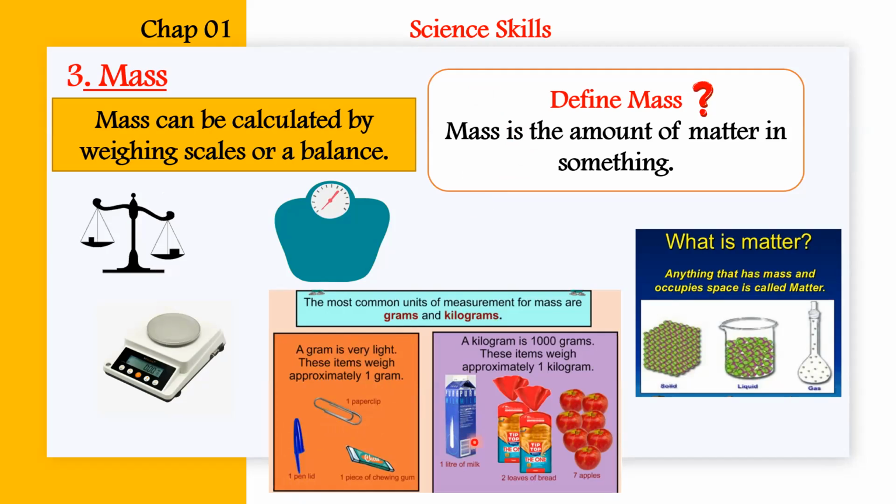On the other side, you can clearly see here, in 1 kilogram there are 1,000 grams. So these items weigh approximately 1 kilogram. If you go to a grocery shop, you can see that they use the kilogram unit because these items are quite bigger than those items. So if you find the mass of a smaller object, you will use grams. But if you find the mass of larger quantities, then you can use kilograms.